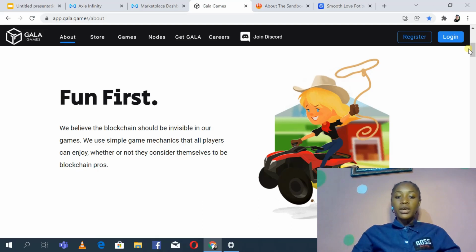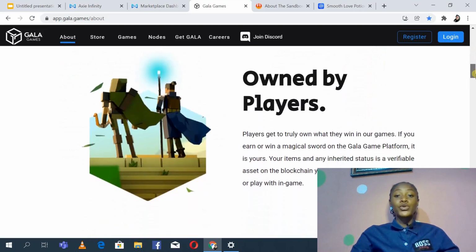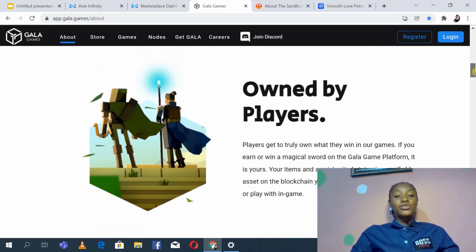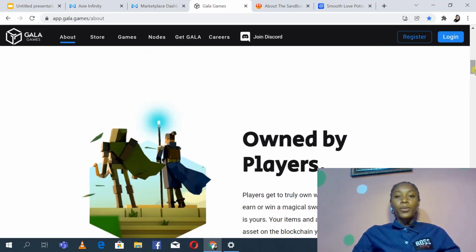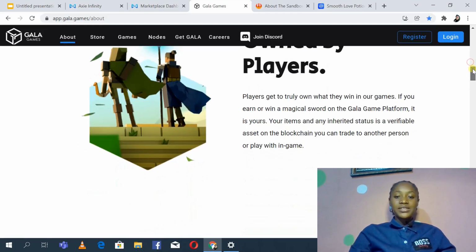We use simple game mechanics that all players can enjoy, whether or not they consider themselves to be blockchain pros, meaning that you don't even need to know anything about cryptocurrency in order to play these games, right? Yes, you just have to have passion for playing games and you are good to go. Yeah, so that is it.